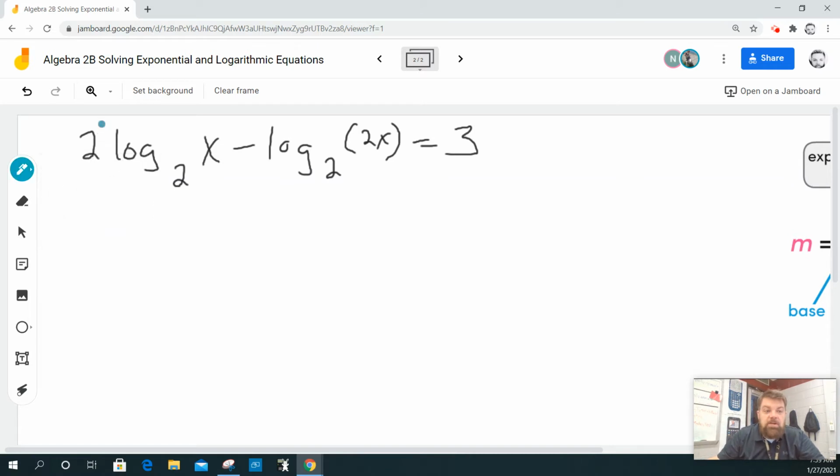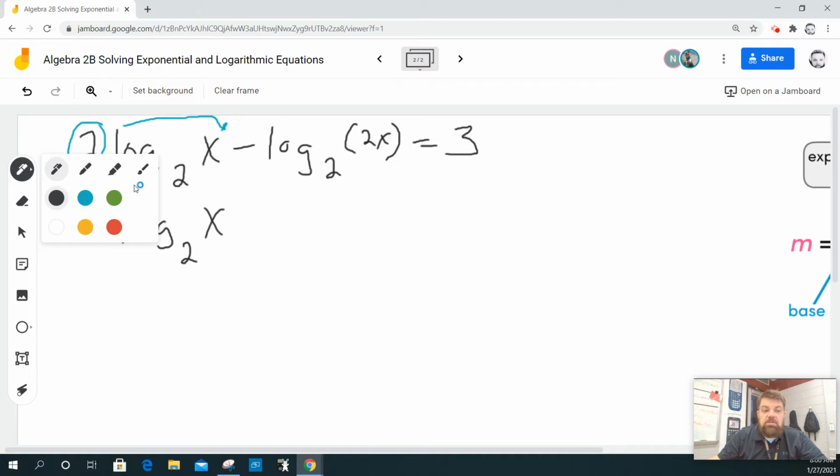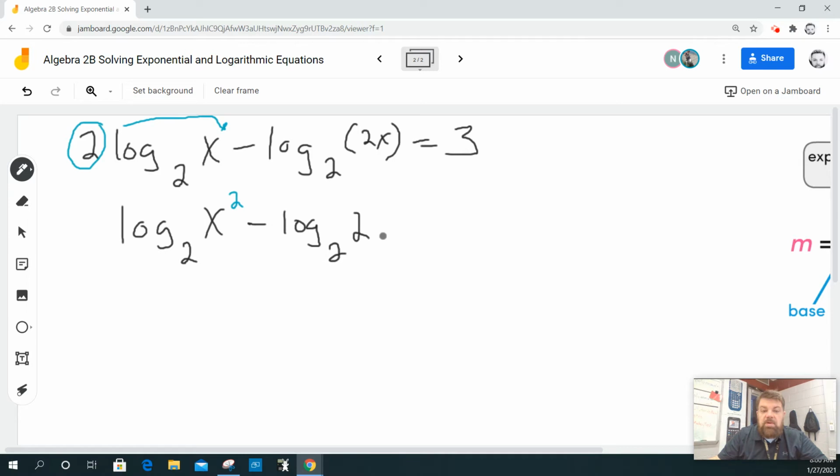So the first thing I'm going to do is use the property of logs to toss this 2 up here into the exponent. In other words, I'm going to say this is the same as saying log base 2 of x squared. So that is a property of logs that we covered in the last section. And then over here, everything else stays the same.